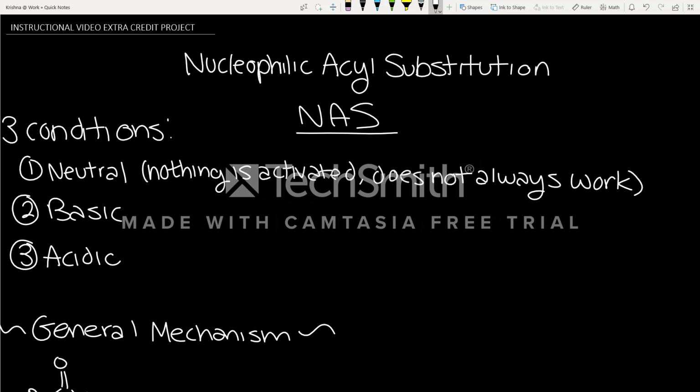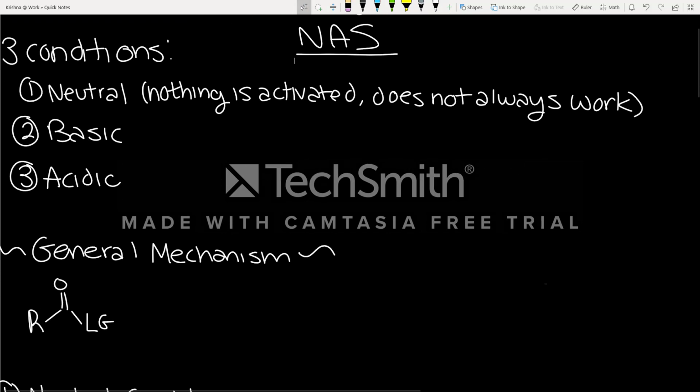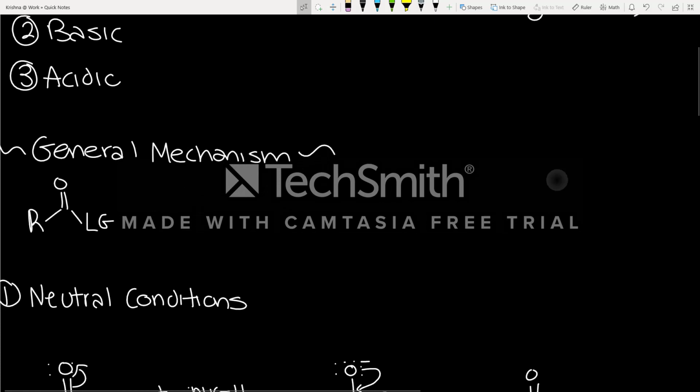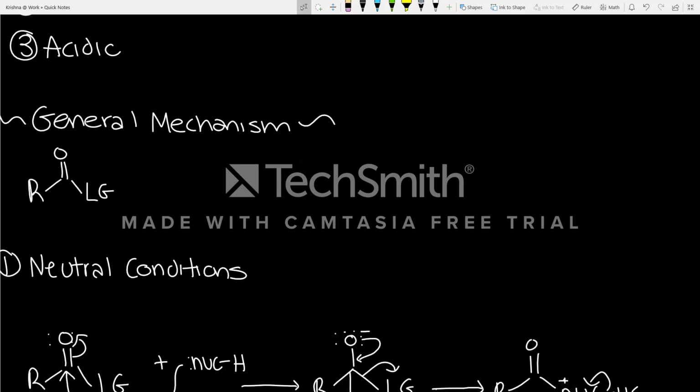So, similar to an SN1 or SN2 reaction, NAS results in the substitution of a leaving group with the nucleophile. However, NAS is seen with different starting reagents, primarily carboxylic acid derivatives. So now let's go over the general mechanism.